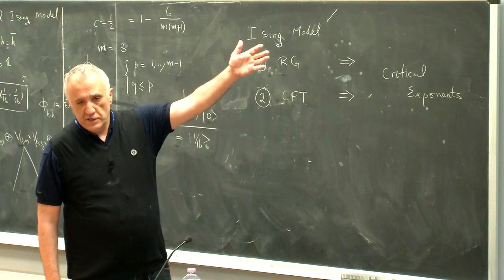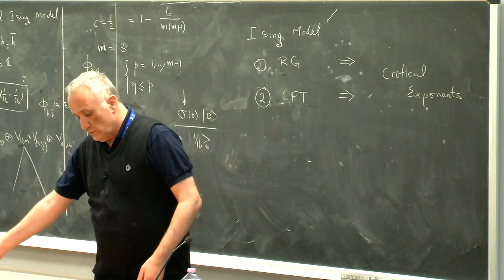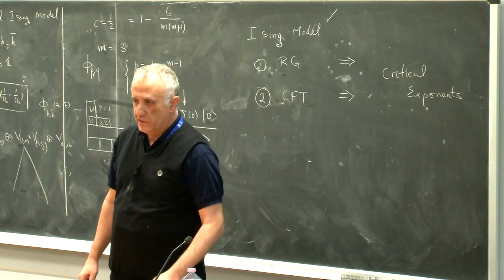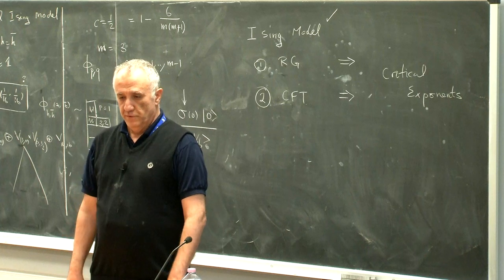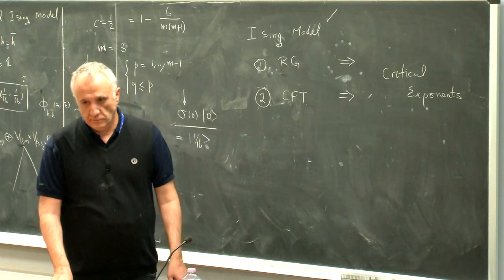Or you have seen it in buildings where you have a wall, water on this side, and water slowly seeps through, and you get dampness in the room. Yes? The renormalization group estimates the critical exponents.